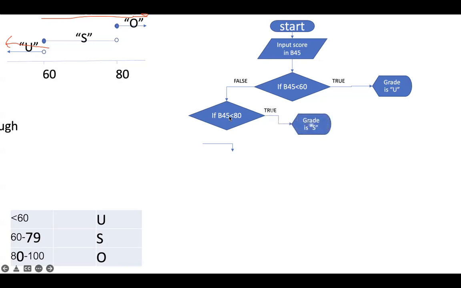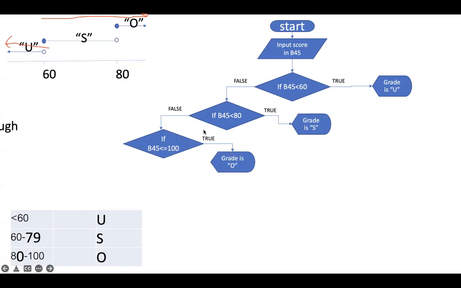So we have two possible ways, true or false. If true, that person gets S. If false, actually, if you want to continue checking with 100, if that grade is less than 100, you can get O.